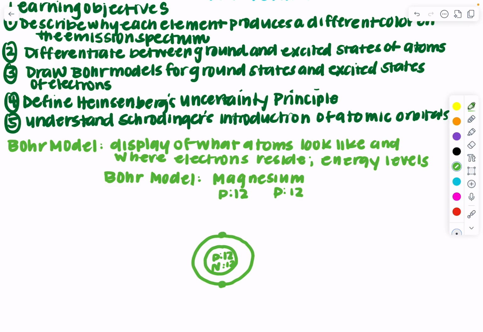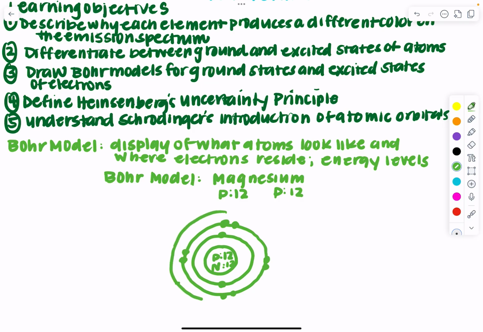We can fit 2 electrons on the first energy level, and we space them out because they're both negatively charged. They're going to repel each other. They also want to be closest to the nucleus because they're attracted to those positive charges. We can fit 8 electrons on the second energy level. That brings us to 10, and then we can put our last 2 on the third energy level.